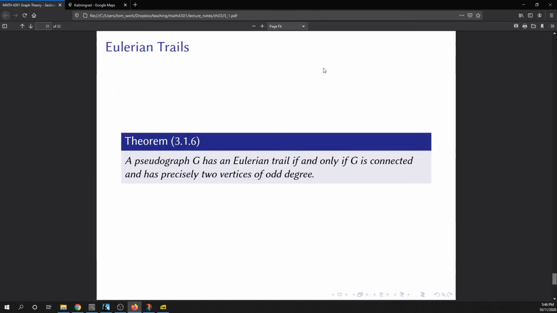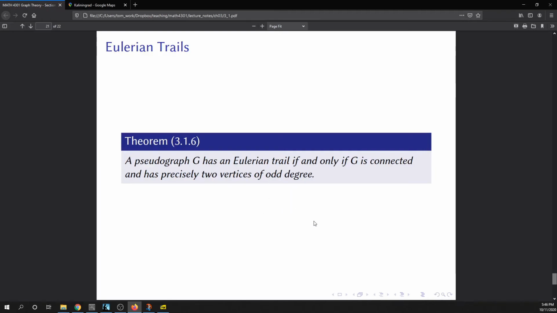All right, and so the next theorem that we're going to look at is about Eulerian trails, and when a pseudograph has an Eulerian trail or not. So a pseudograph G has an Eulerian trail if and only if G is connected and has precisely two vertices of odd degree. And what you'll find is that the trail has to begin at one of the vertices of odd degree and end at the other one. That's how it's going to be.